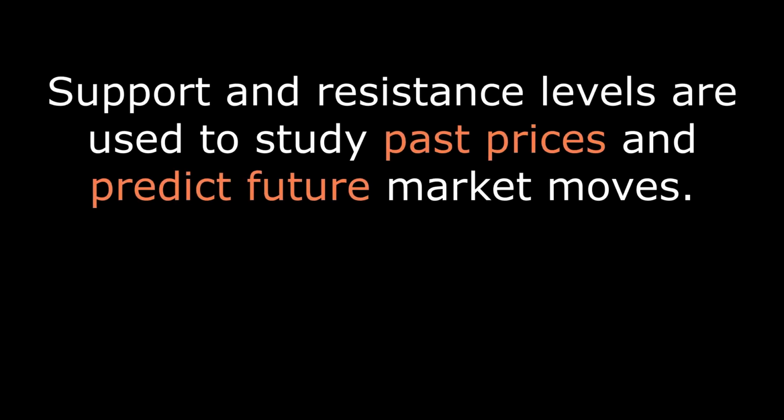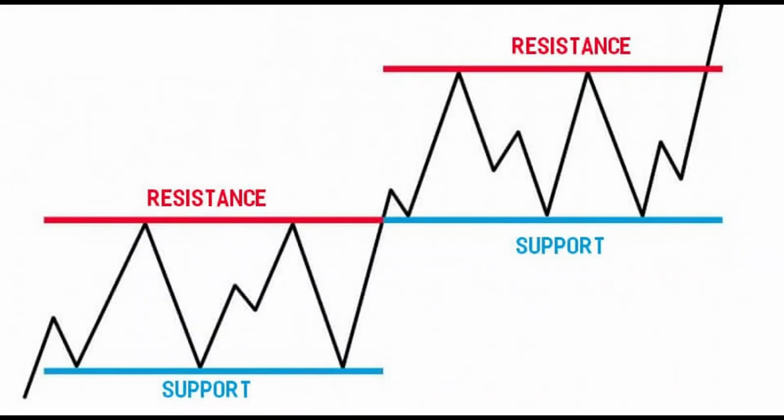Support and resistance levels are used to study past prices and predict future market moves. Just as we'd have road signs strategically placed on a road to ensure the driver gets to his destination safely, so also we'd strategically place support and resistance levels on our price charts to better enable the trader to accomplish his goal of making profit.